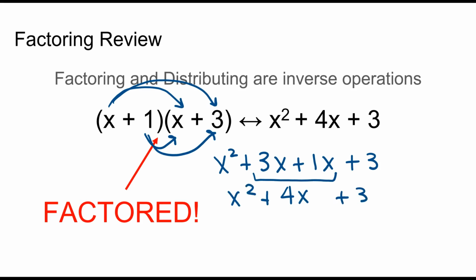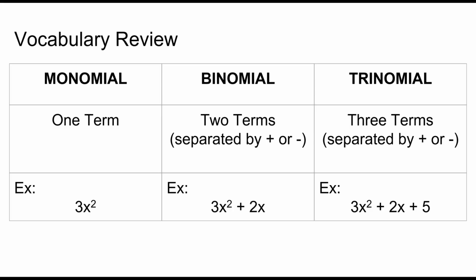So let's take a minute here. These two numbers multiplied to give us 3, and then we added them together to get 4. And that's exactly how we factor. We're going to do the reverse. But before we do that, we're just going to quickly review some vocabulary.